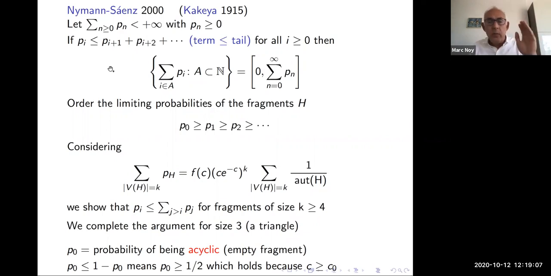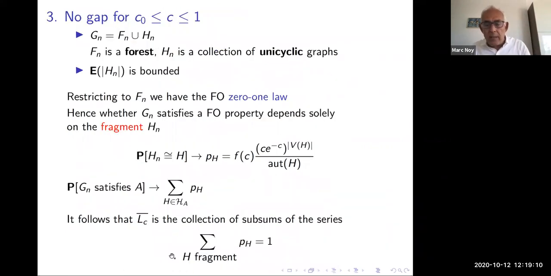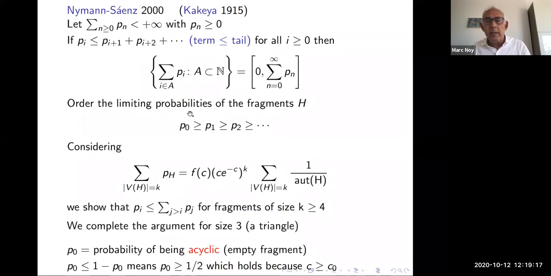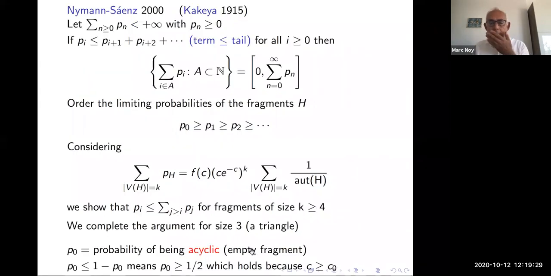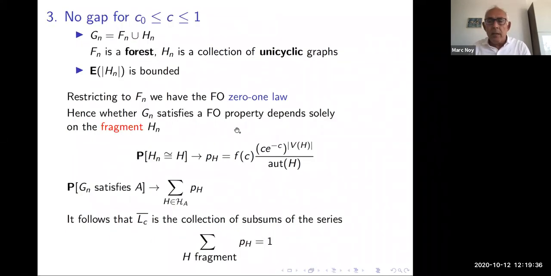Good. So what we do is the following. This is the sum we are considering. Well, this doesn't look like a series, but we can turn it into a series by ordering the limiting probabilities of the fragments. So we have all these possible infinite fragments. And then these probabilities of the fragments, we order in decreasing order. Let me tell you that this ordering will always depend on the constant C, since these probabilities depend on C, so this ordering will change with C.